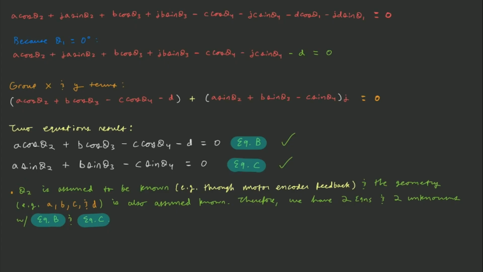We're also assuming the geometry, A, B, C, and D, the lengths of the links, are known. So at this point, what we have are two equations and two unknowns. What are the unknowns? Theta 2 is known. A is known. B is known. We don't know theta 3. C is known. Theta 4 is not known. D is known. So the two unknowns are theta 3 and theta 4, the angle of the coupler and the angle of the output link. Everything else is assumed to be known.